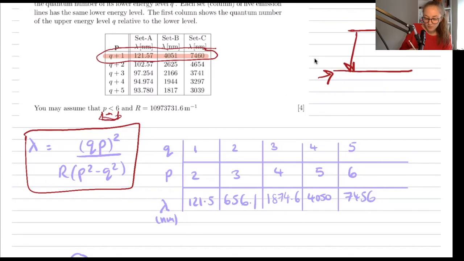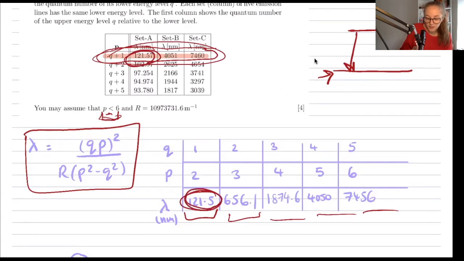So our wavelength for the first one, I calculated to be 121.5 nanometers. The next one, 656.1 nanometers, and so on and so on. And then we can relate back to this first column up here to see which Q they refer to. So this first one here, 121.57, well, this is what we got for when Q was 1. So set A refers to Q being 1. Our next one, 4,051 nanometers, is close to what we got for Q as 4. So Q for our set B is 4.